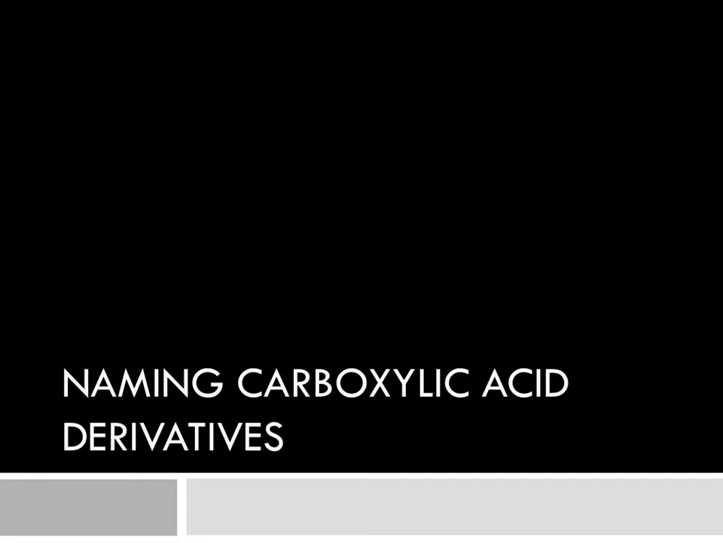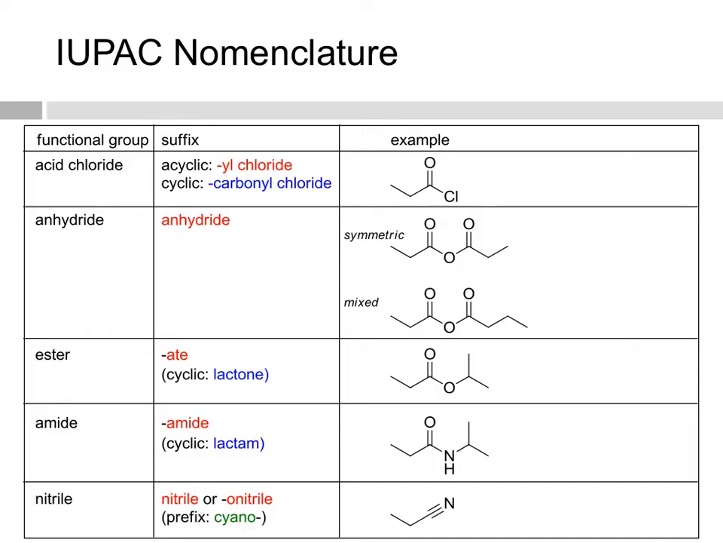This lecture is about naming carboxylic acid derivatives. To name carboxylic acid derivatives, start with the parent carboxylic acid name. For example, if you want to name an acid chloride, an acyclic acid chloride has a suffix -yl chloride. If we look at this acid chloride, the parent carboxylic acid is propanoic acid. So this is the parent carboxylic acid, and the name of that acid is propanoic acid, or it is occasionally called propionic acid.